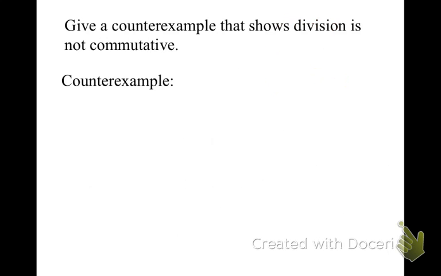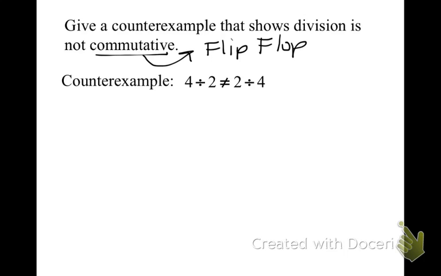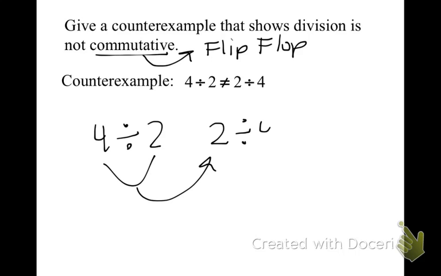Now what we're going to do is give a counterexample showing that division is not a commutative property as well. So I want you to write down this counterexample as we do it. Remember, with the commutative property, we are flip-flopping. So if I have 4 divided by 2, I'm going to flip-flop them, and I'll end up having 2 divided by 4 instead. Now the question is, do these equal one another? Hint, it probably isn't. So let's do the math and see.